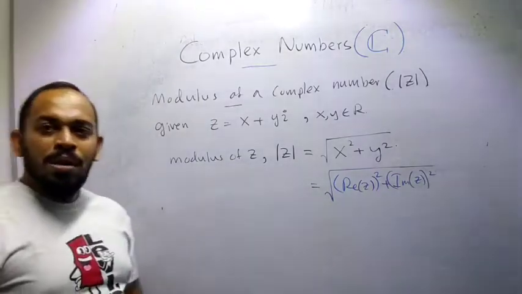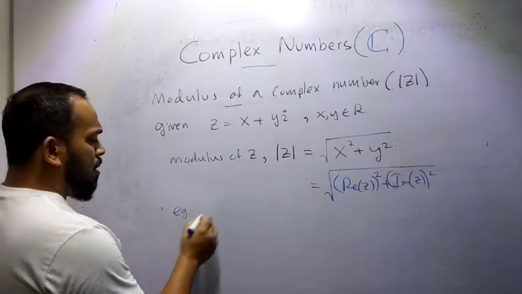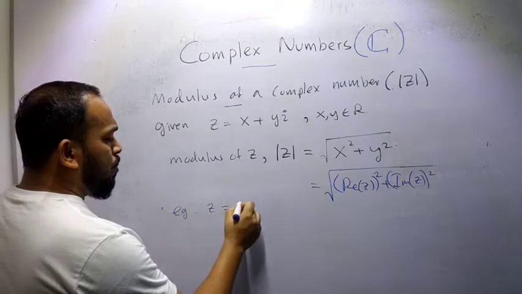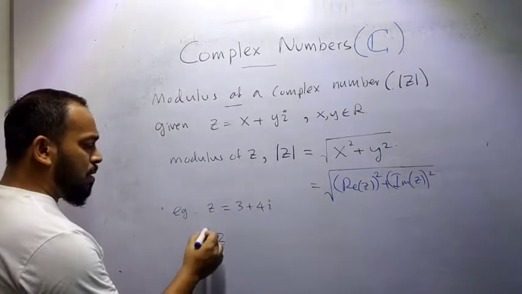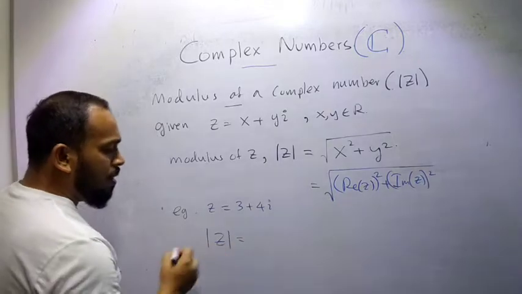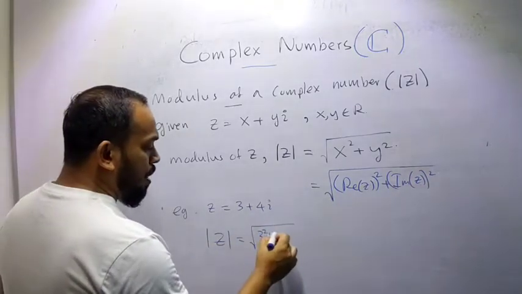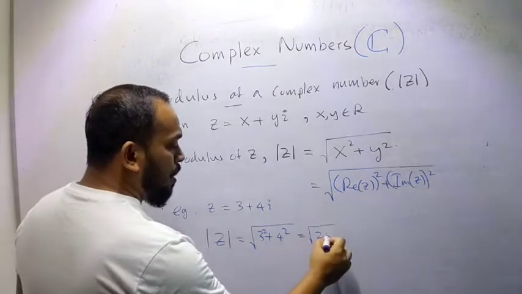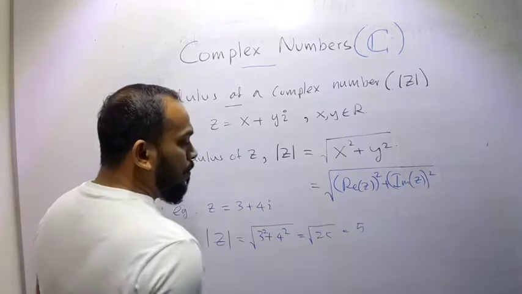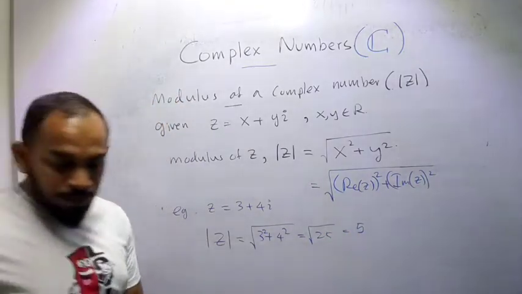So let's look at some examples. It's very easy to calculate this. Example: suppose z is equal to 3 plus 4i. What is the modulus? The modulus of z is the square root of 3 squared plus 4 squared, which is the square root of 25, which is equal to 5.